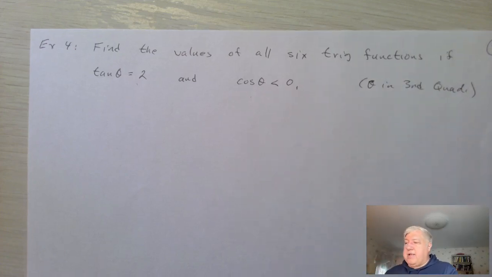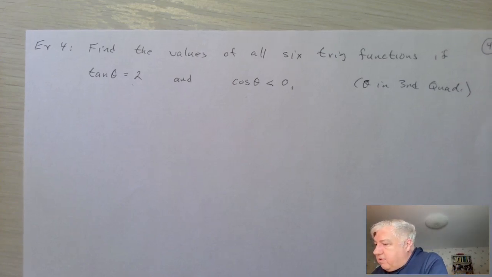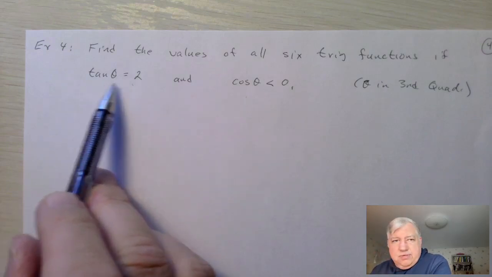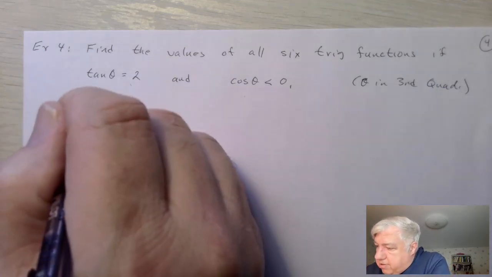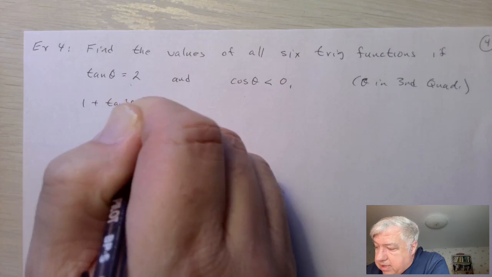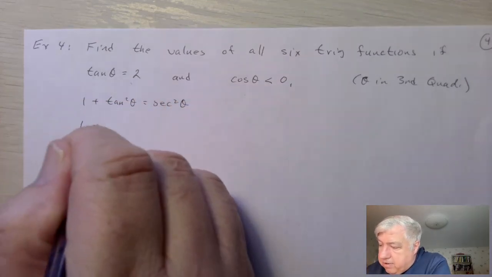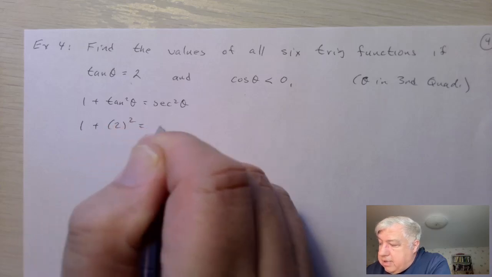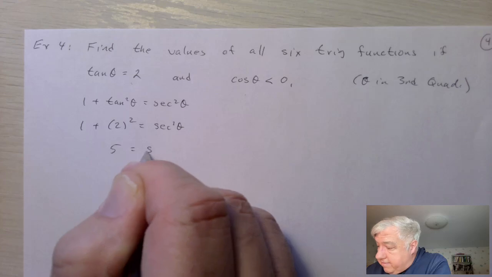Okay, so the sine and cosine will both be negative. All right, so now let's go ahead and find out what these other values are. Well, we're only given the tangent here, so why don't we use an identity that involves a tangent? We know that 1 plus tangent squared is equal to secant squared. Plugging things in, we get 1 plus 2 squared equals secant squared. So this is 5.